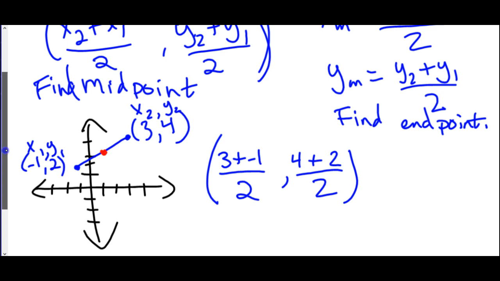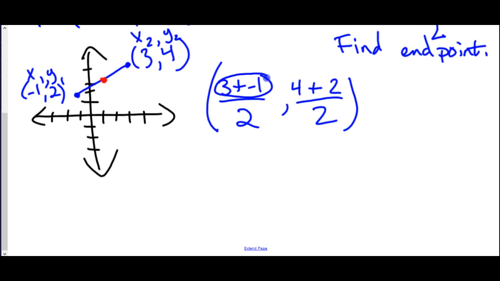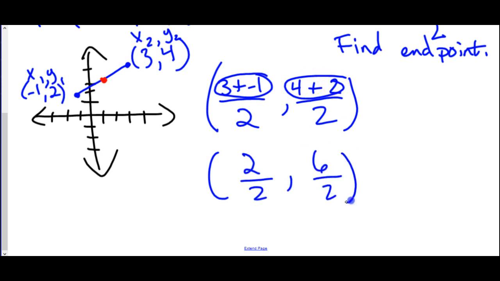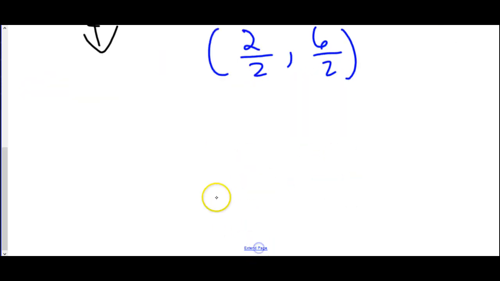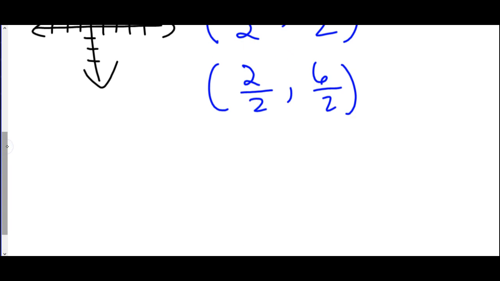Now to simplify this, we add what's in the numerator first, and then we do our division. 3 plus negative 1 is 2. Four plus 2 is 6. So now we actually divide. And if it gives you a decimal, that's fine. We'd want to just plug this into a calculator and get an answer.